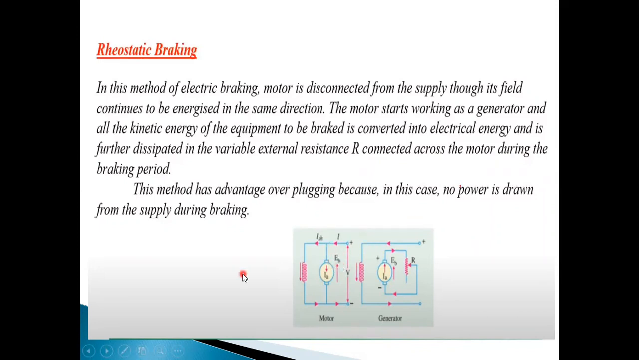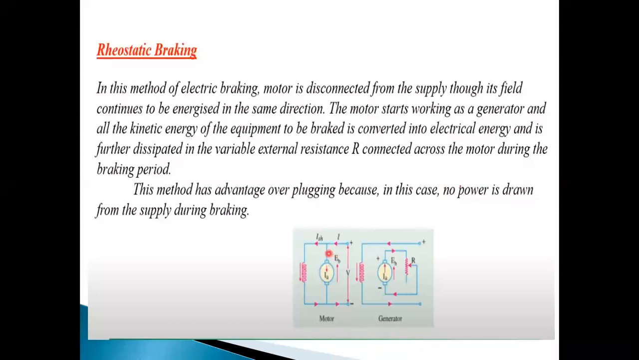For example, in regenerative braking, the motor is acting as a generator. For example, in electric traction, if the locomotive, that is the train, is going in a downward direction, on a downward slope, then when it is moving down the slope, it acts as a generator.